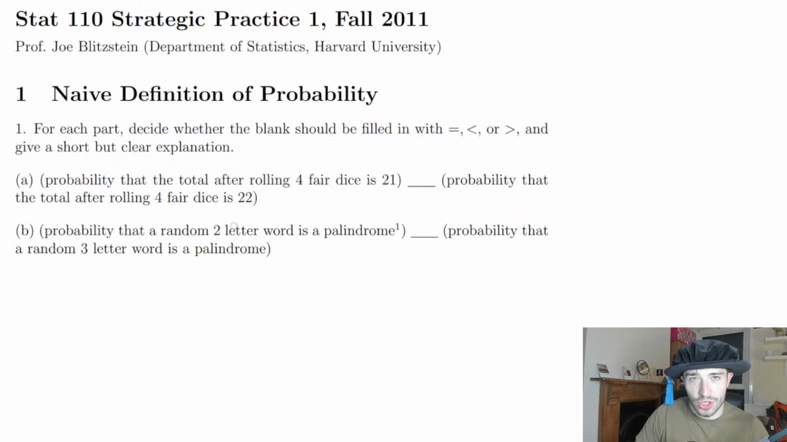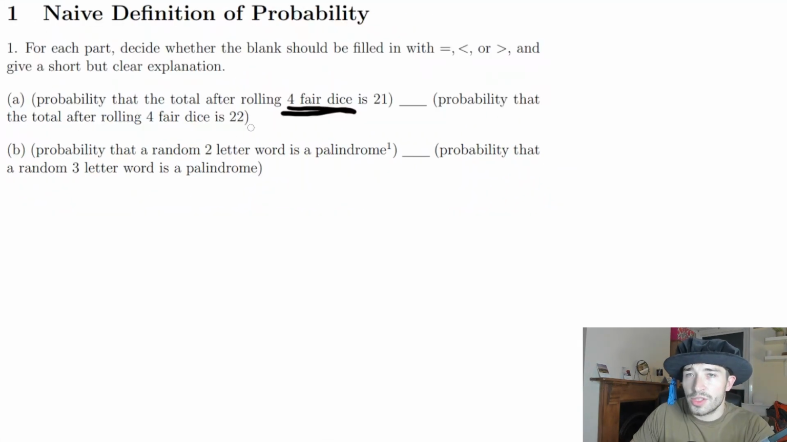The first part of question 1 is: is the probability that the total after rolling 4 fair dice is 21 equal to, less than, or greater than the probability that the total after rolling 4 fair dice is 22? Okay, so if we look here, we can see that we've got these 4 fair dice. Now, it's the fact that they're fair that means we can use the naive definition of probability here. So how do you solve this?